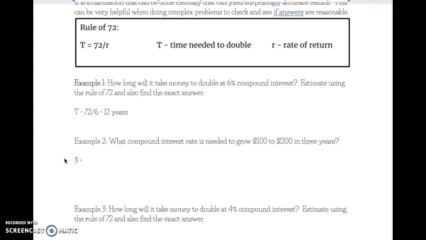If I know that T is 3, I can find out what R is by just solving for the R variable. In order to do that, I'm going to multiply both sides by R and then divide both sides by 3. So if I do that, you're going to see that R is equal to 72 over 3. By solving for R, we can find out that we need a rate of 24. We don't even have to make this into a percent. It's already the percent for us. So the rate is going to be 24%.